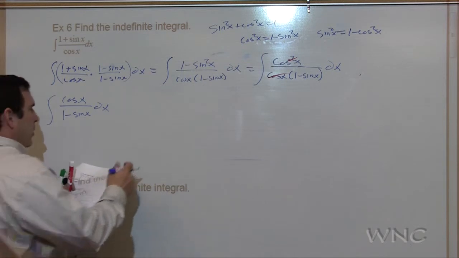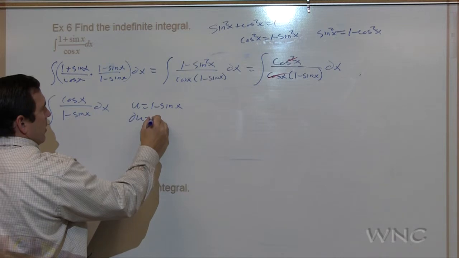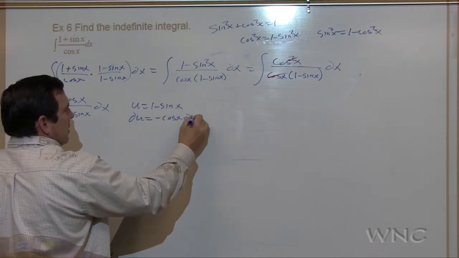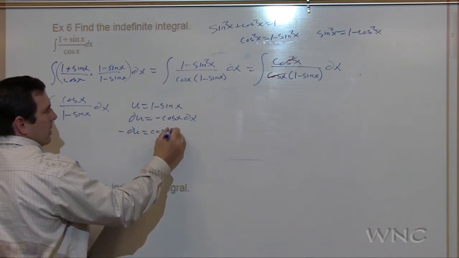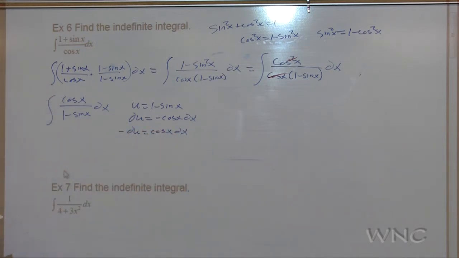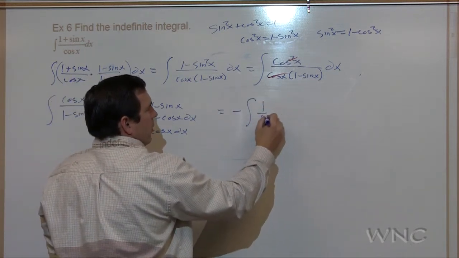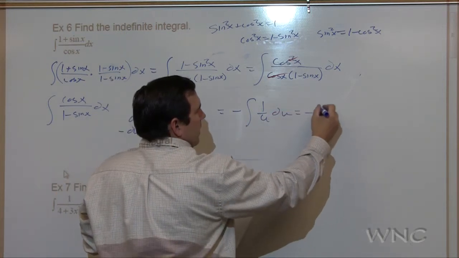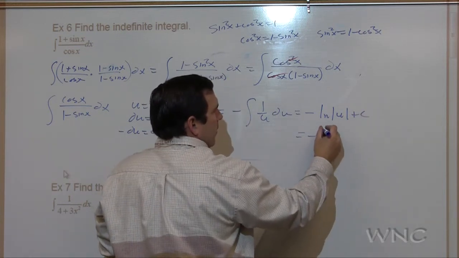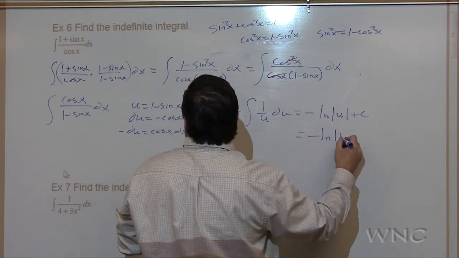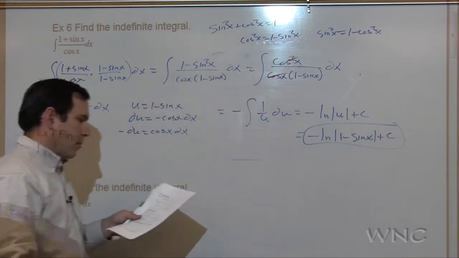So if we say u equals 1 minus sine x, du is going to be negative cosine x dx. So negative du equals cosine x dx. We end up with negative integral of 1 over u du, which is negative natural log of the absolute value of u plus c. Again, negative natural log of the absolute value of 1 minus sine x plus c. That's it.